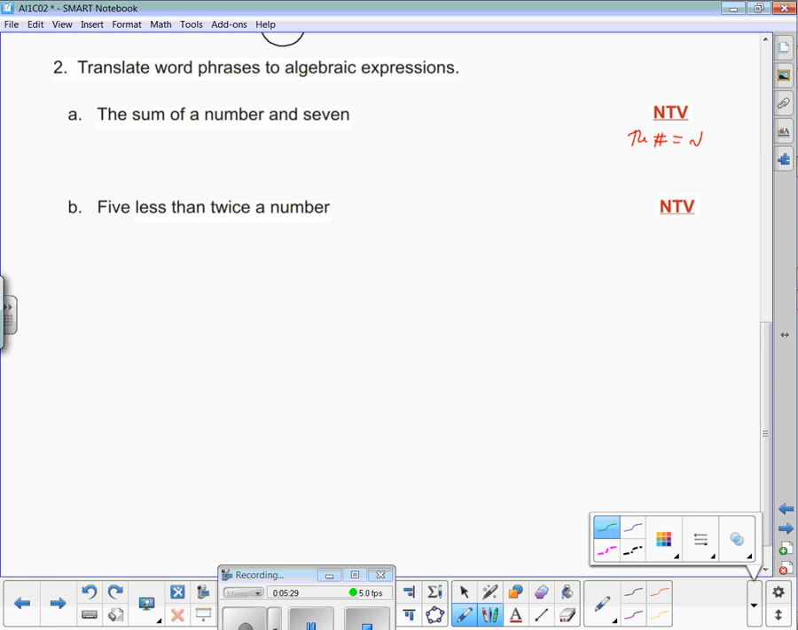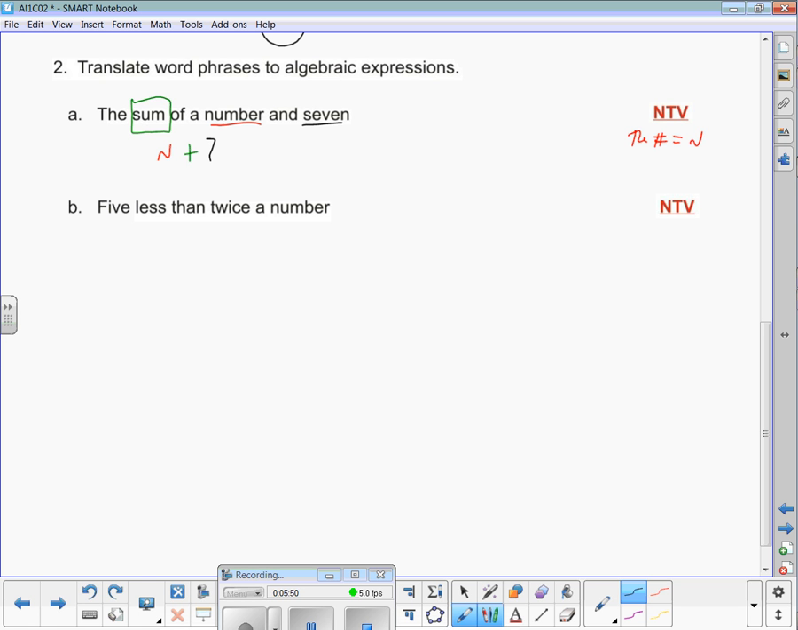So when you look at the phrase, you see the keyword, the operational word sum, and we all know that that's addition. And then look, what are we summing? A number. What is the number? N. And then 7, and so we end up with n plus 7.